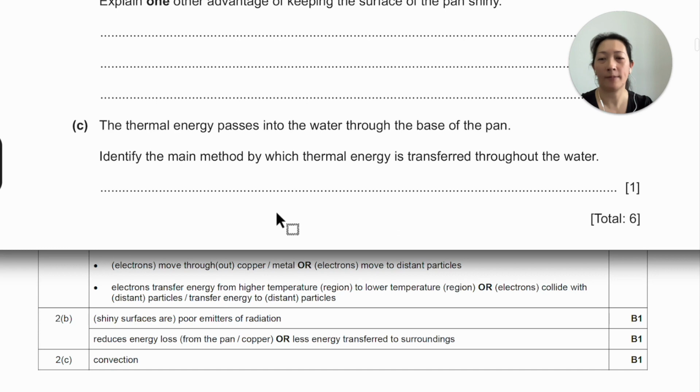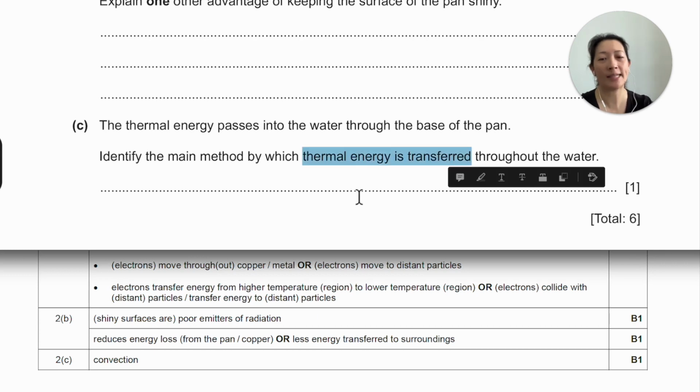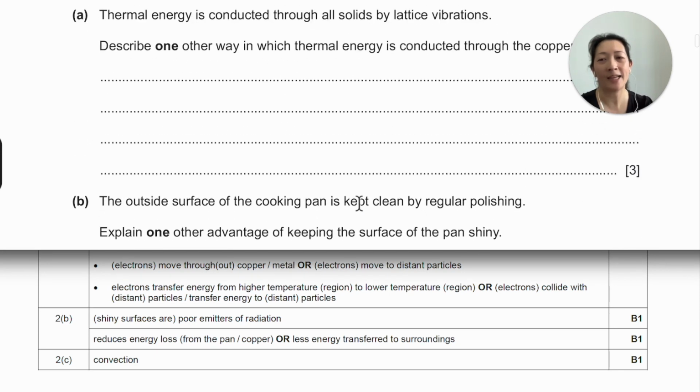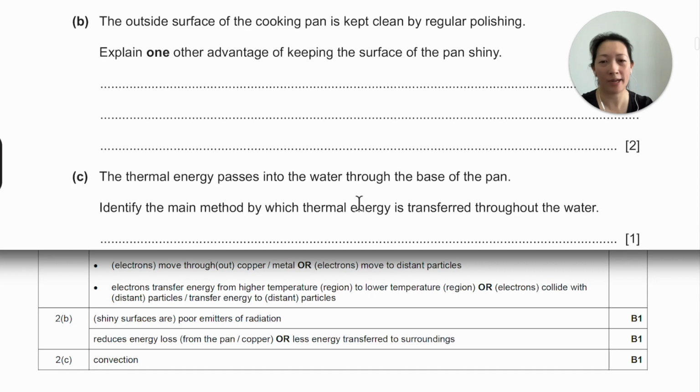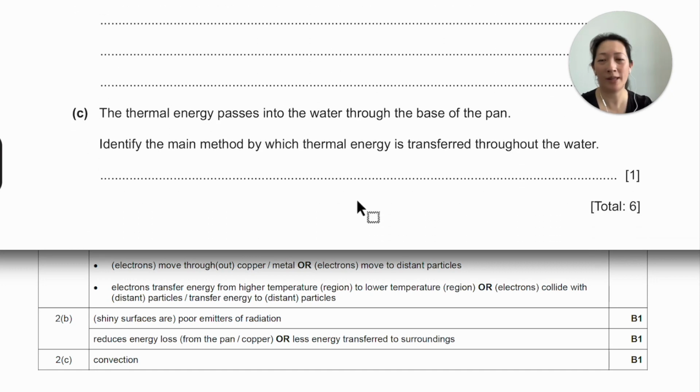Now for C, the thermal energy passes into the water through the base of the pan. Identify the main method by which thermal energy is transferred throughout the water. And again, you can see this is a thermal energy transfer question. So if you look at A, this was thermal conduction, B is about radiation, C is 1 more thermal energy transfer, and then you're talking about water.